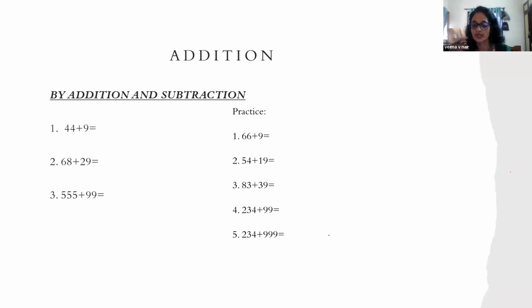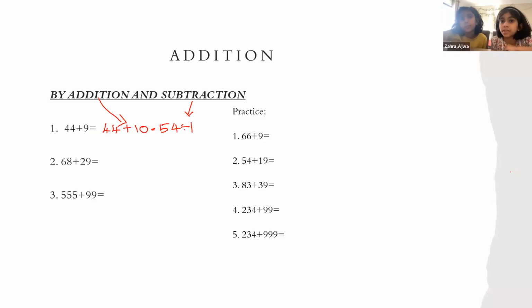1. So the technique that we use here is, we do 44 plus 10, and that is we add, right? And then that is equal to 54. Then we do subtraction, 54 minus 1, so the answer is 53. Understood? Yes. Okay, so now the same technique we are applying.